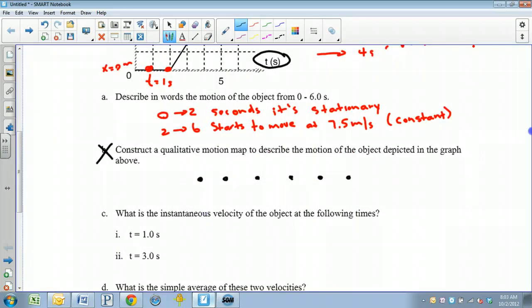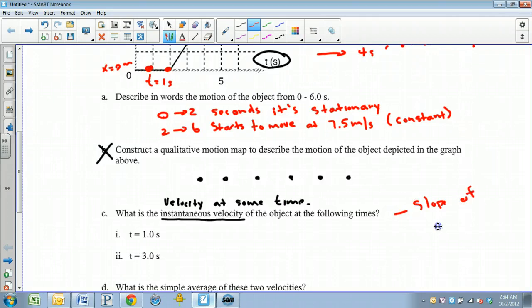So the instantaneous velocity, this is where we get a little bit confused with the wording. Instantaneous velocity is the velocity at some time. Now, to figure out what the instantaneous velocity is, we take the slope of the graph at that time.